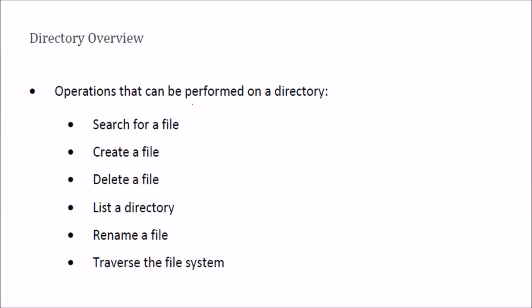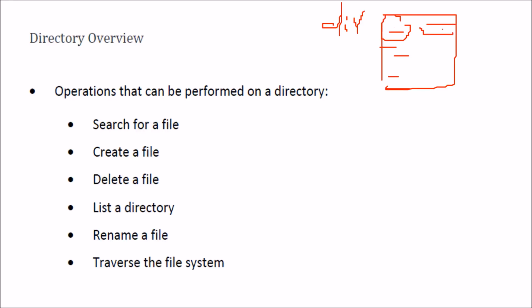Now the operations that you can perform on a directory. Say you have a directory, and inside this you have multiple files. Now you can search for a file. In Windows, when you open File Explorer, you can find a search tab or search space here. So you can search a file, create a file, delete a file, list a directory, rename a file, and you can also traverse the file system.